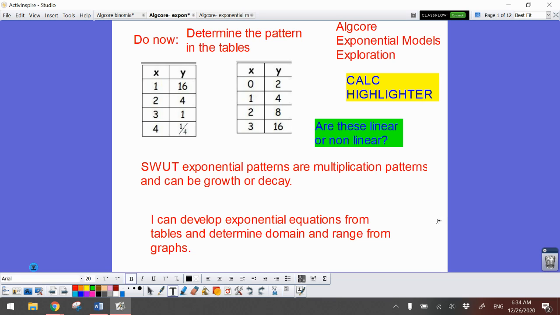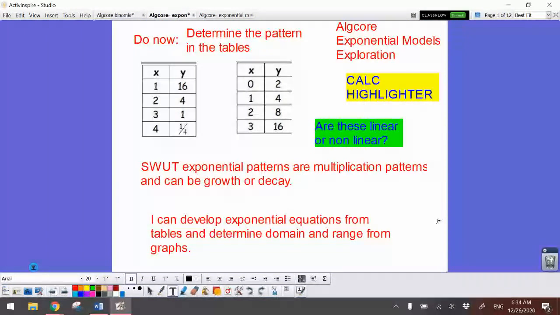All right, so we're going to take a look today at exponential functions. We're going to see that there are some multiplication and division patterns that are going to show up, and we're going to determine whether or not the functions are growth or decay, and we're going to look at domain and ranges.